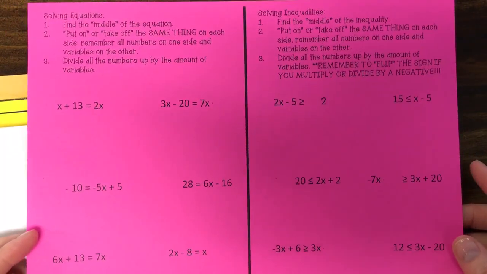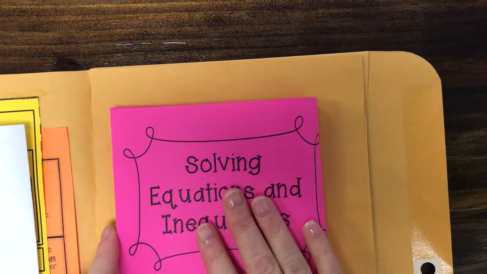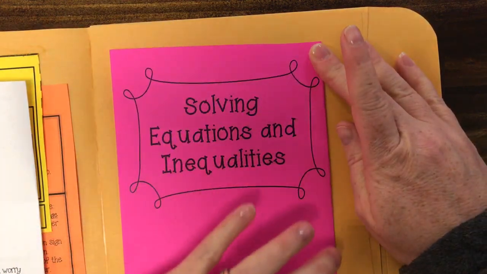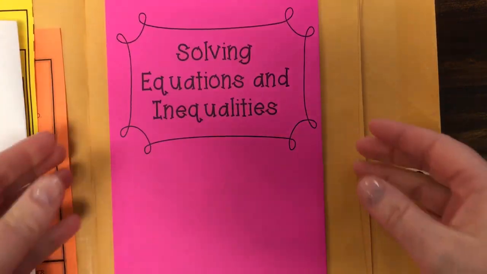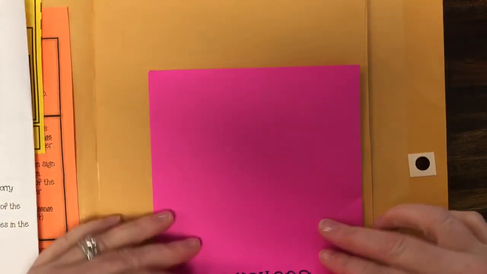Okay, your second page is this inequalities page. So how you do that, you're going to first fold it in half, and it's gonna have this on the front side. Okay, so can you see that? And then you're going to fold it where this is still on the top.